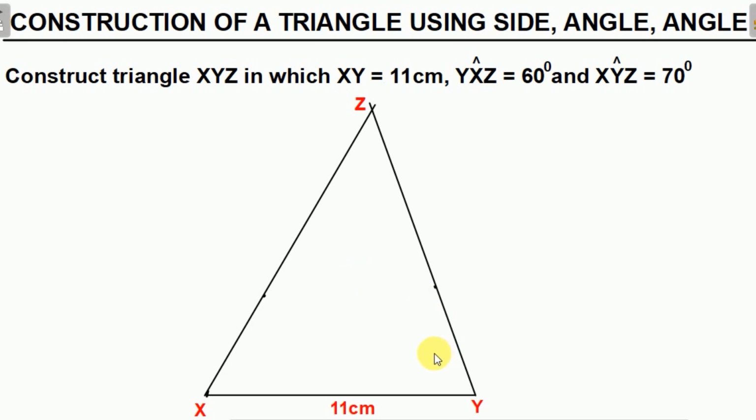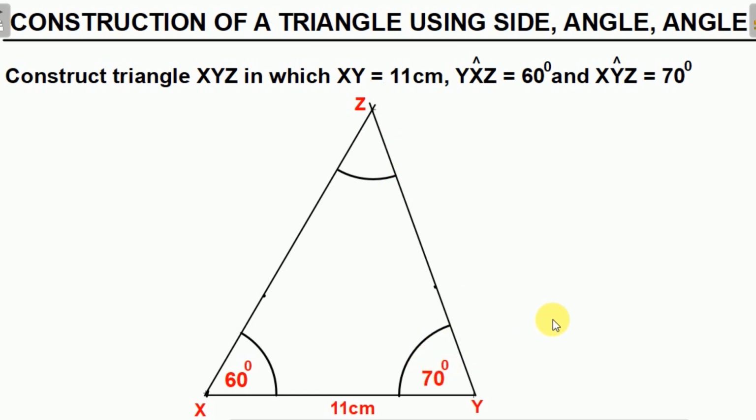So we can input our angles. We know that the angle at X is 60 degrees and we know that the angle at Y is 70 degrees. So as you can see from our triangle, we have labeled angle YXZ as 60 degrees. Then we have labeled angle XYZ as 70 degrees.